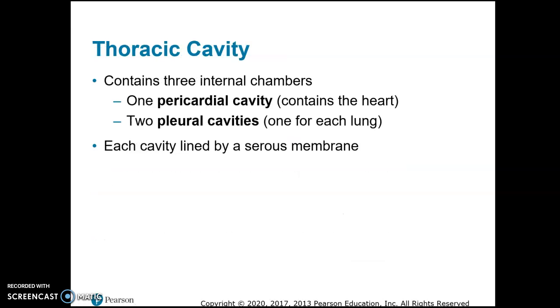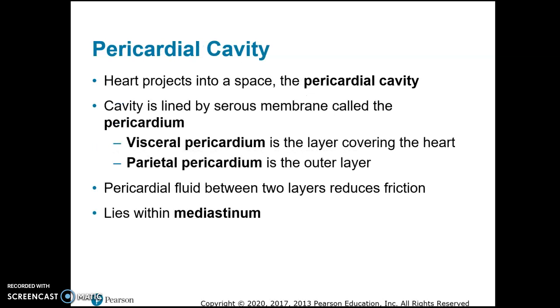Okay, so when we look at the thoracic cavity or the chest cavity, which contains the heart and the lungs, and it's divided from the abdominopelvic cavity by the diaphragm, the thoracic cavity contains 3 internal chambers. It contains a pericardial cavity, which the heart resides in, and 2 pleural cavities, one for each lung. Both of these cavities are lined by a serous membrane.